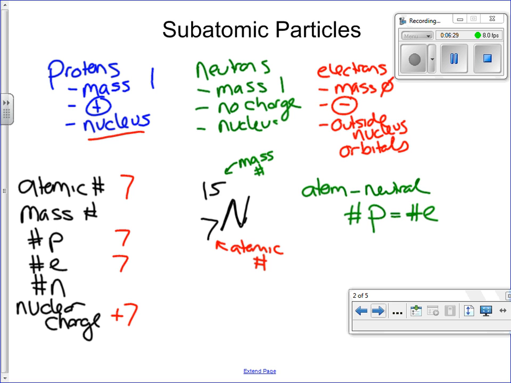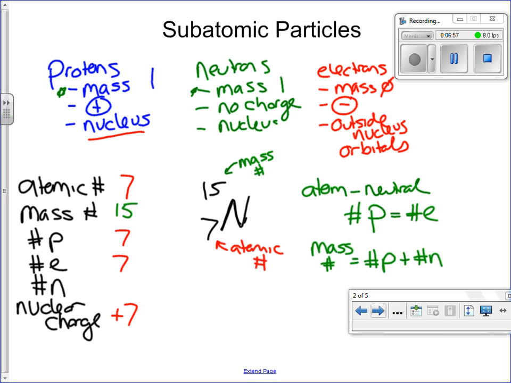An extremely important equation for you to know is the mass number equals the number of protons plus the number of neutrons. Why? They are the only 2 things that have mass. Electrons don't have mass, so why would they contribute to the mass number? So the mass number of this isotope is 15, okay?